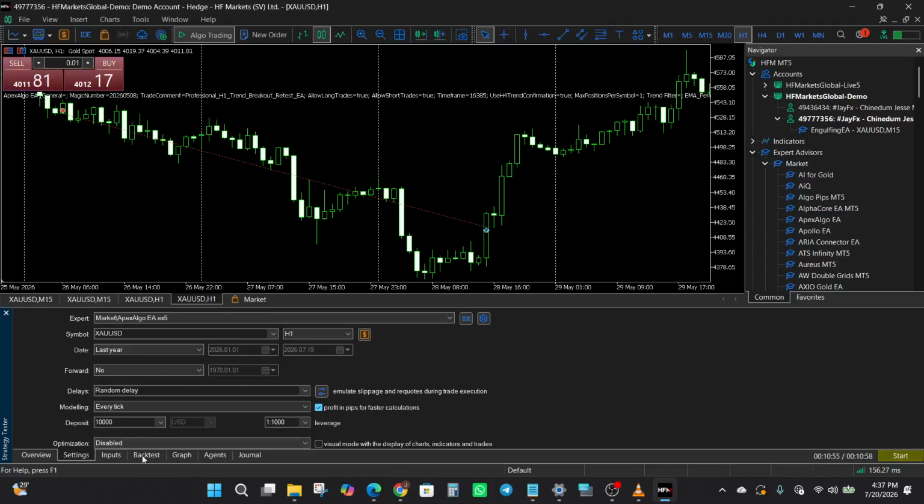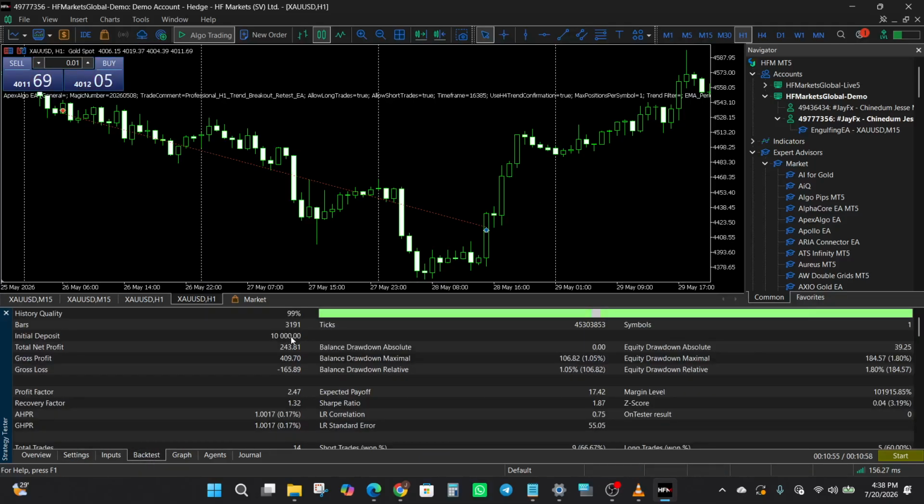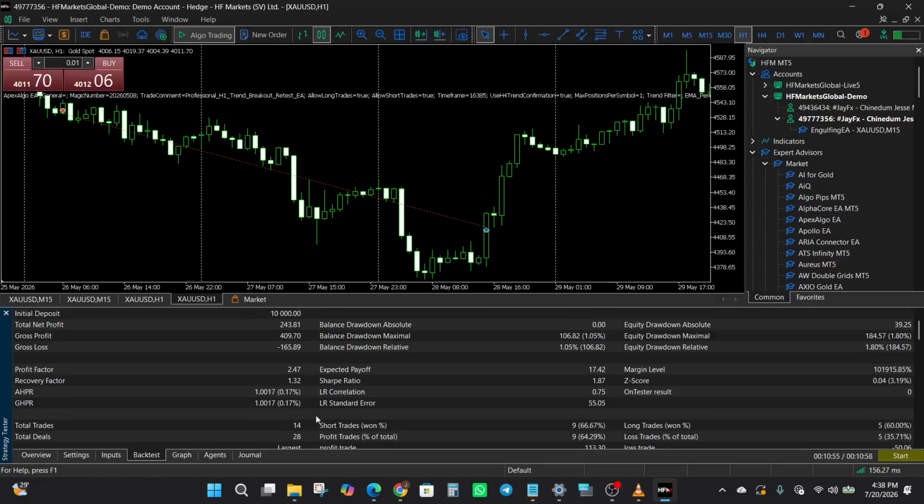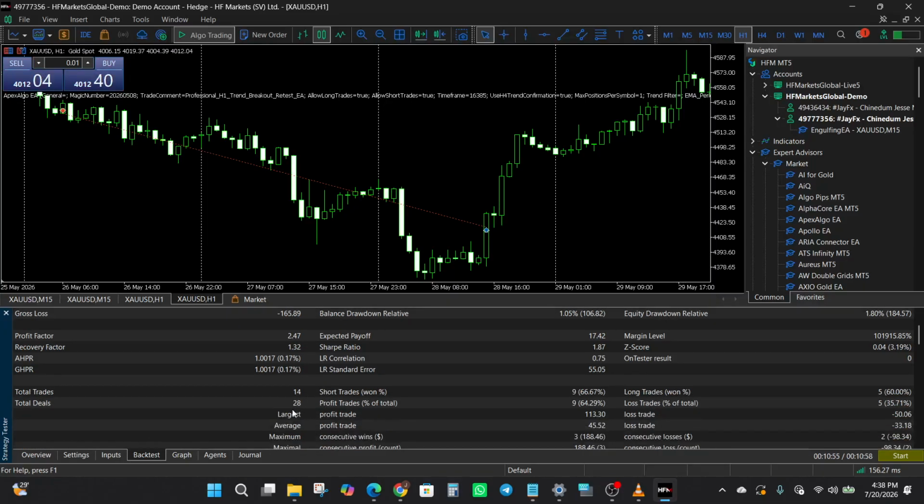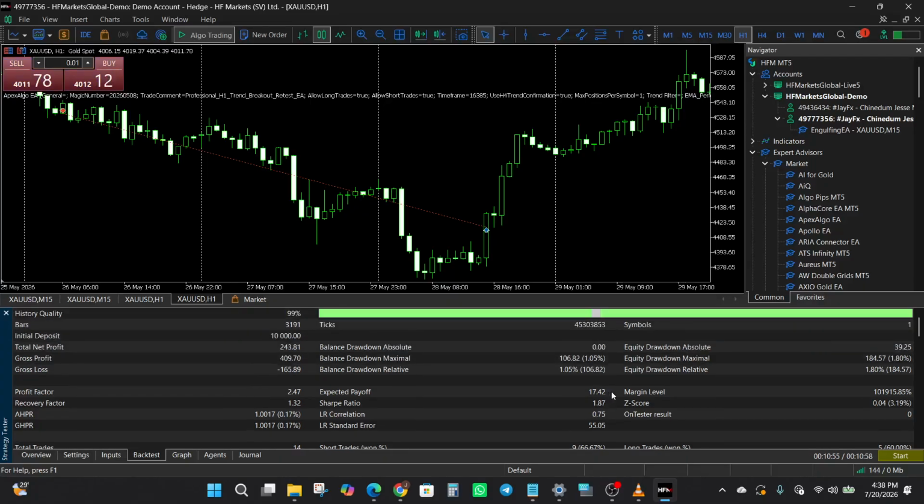So looking at the results, starting from a $10,000 balance, we ended with a net profit of around $243.81. There were 29 deals, which means 14 total trades taken with a reasonable win rate. The win rate was 64.29%. Out of 14 trades, only 9 were profitable. And there was a controlled drawdown. We can see that the balance drawdown was 1.05% and the equity drawdown was 1.8%. So it's a controlled drawdown.